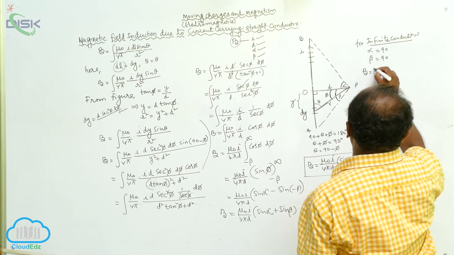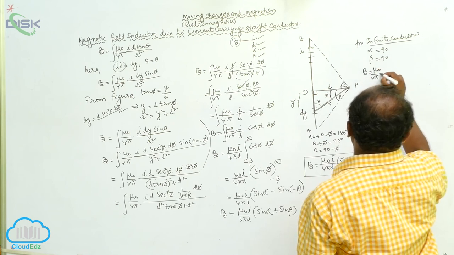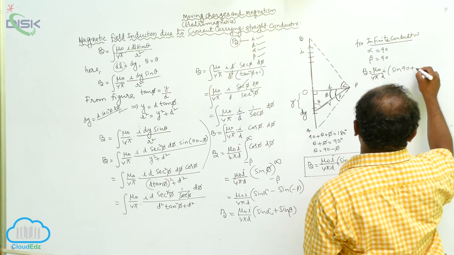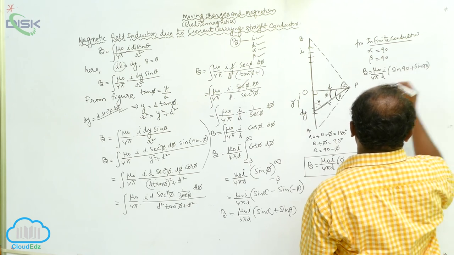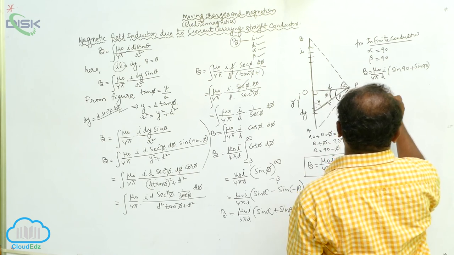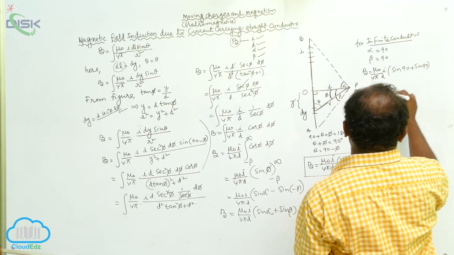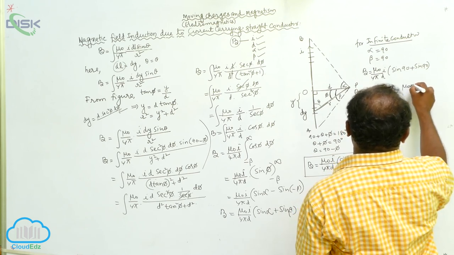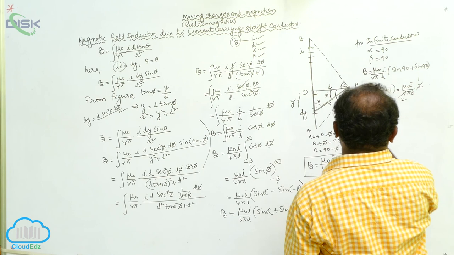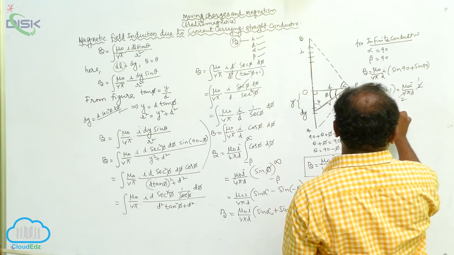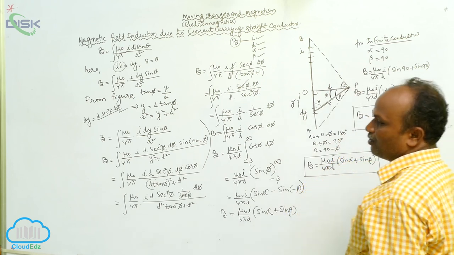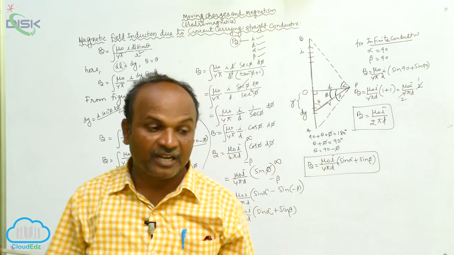Therefore, B is equal to mu naught by 4 pi into I into d, into sin 90 plus sin 90. Therefore, B is equal to mu naught I by 4 pi d into 1 plus 1. Therefore, that equals mu naught I by 4 pi d into 2. 2 ones are 2, 2 twos are 4. Therefore, B is equal to mu naught I by 2 pi d. This is the magnetic field induction due to a straight current carrying conductor of infinite length.